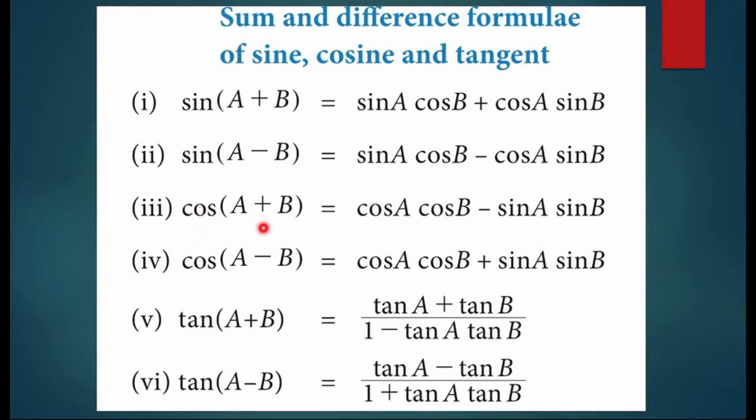Cos A plus B equal to cos A cos B minus sin A sin B. Cos A minus B is equal to cos A cos B plus sin A sin B. Similarly, if plus comes here, then minus here. If minus comes here, plus will come.